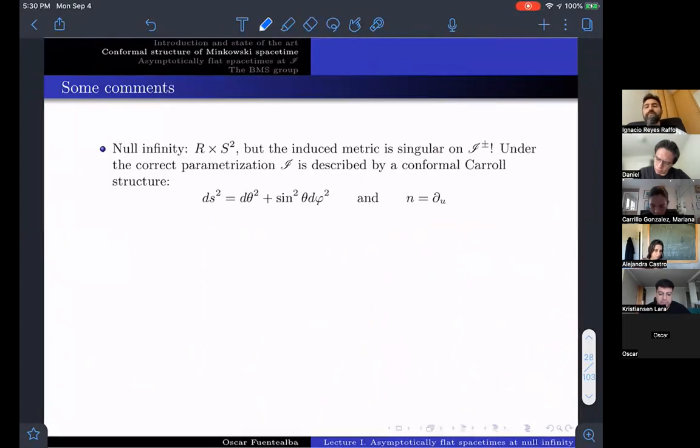So we have the topology of null infinity, which is the union of scri plus and scri minus, has the topology of R times S2. But the induced metric on these surfaces is singular. This is because, even in future null infinity or past null infinity, we have a zero with the coordinate that we are describing the evolution through the surface. So we have something like this.